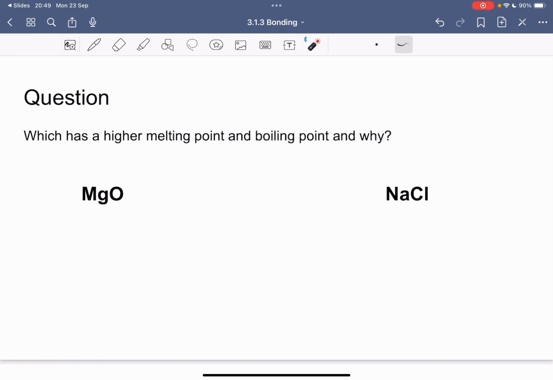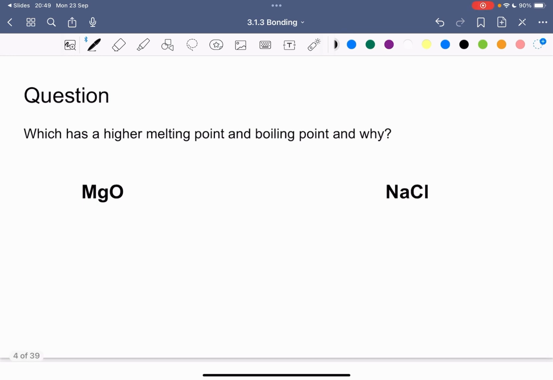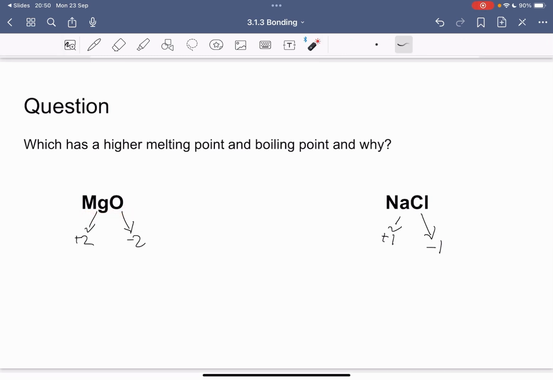Okay, here's a question for you guys to try. Which has a higher melting point and boiling point, and why? Magnesium oxide or sodium chloride? Well, the answer is actually magnesium oxide. The reason is that magnesium has a +2 charge and oxygen has a -2 charge, while sodium has a +1 charge and chlorine has a -1 charge. So because magnesium oxide has greater charges, it has a stronger electrostatic attraction, and because of that, it takes more energy to break the electrostatic attraction.